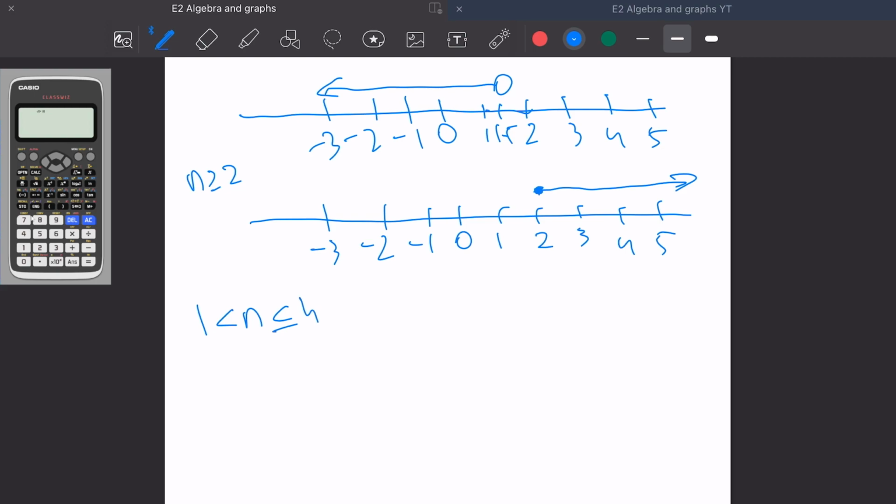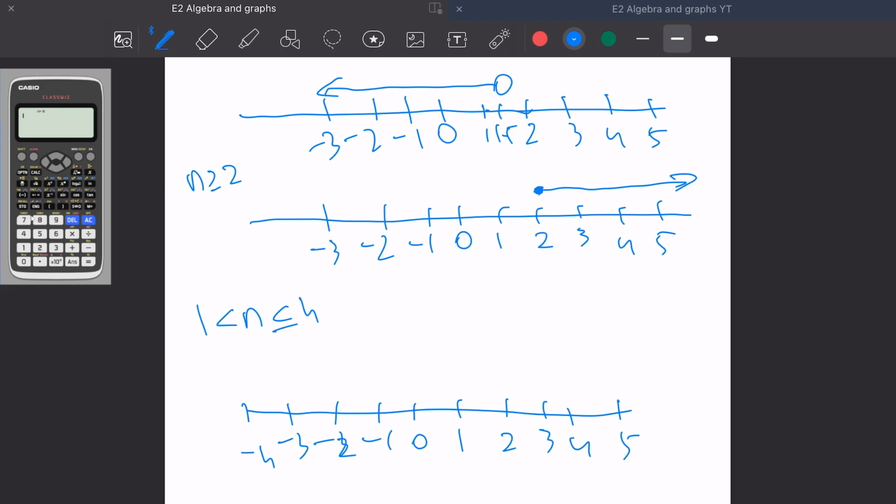Now what if it was an interval? n is greater than 1 but less than or equal to 4. So 0, minus 1, minus 2, minus 3, minus 4, 1, 2, 3, 4, 5. Now you have n is greater than 1 and n is less than or equal to 4. So n lies somewhere here. Use a blank circle because it's not equal to, and a shaded circle because it's less than or equal to. So it lies in this region.